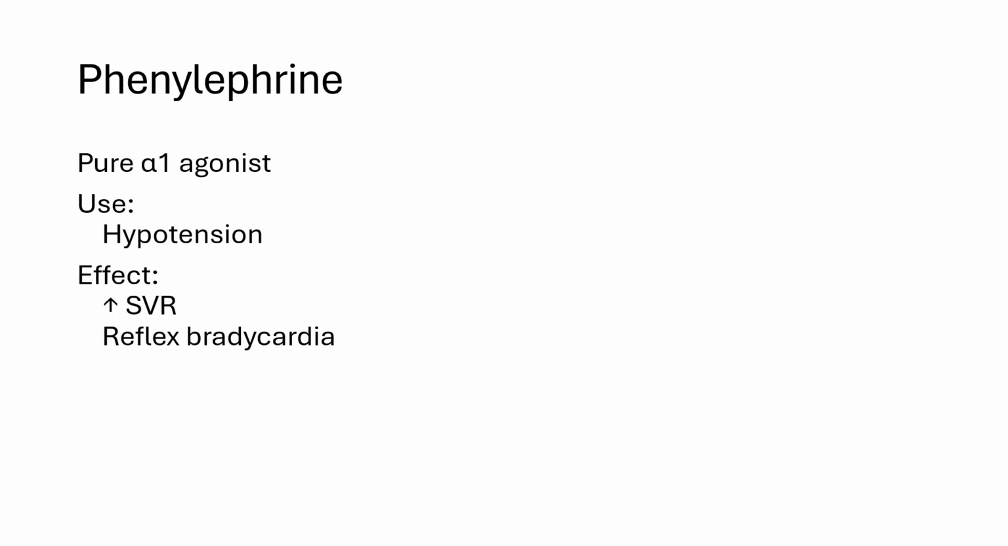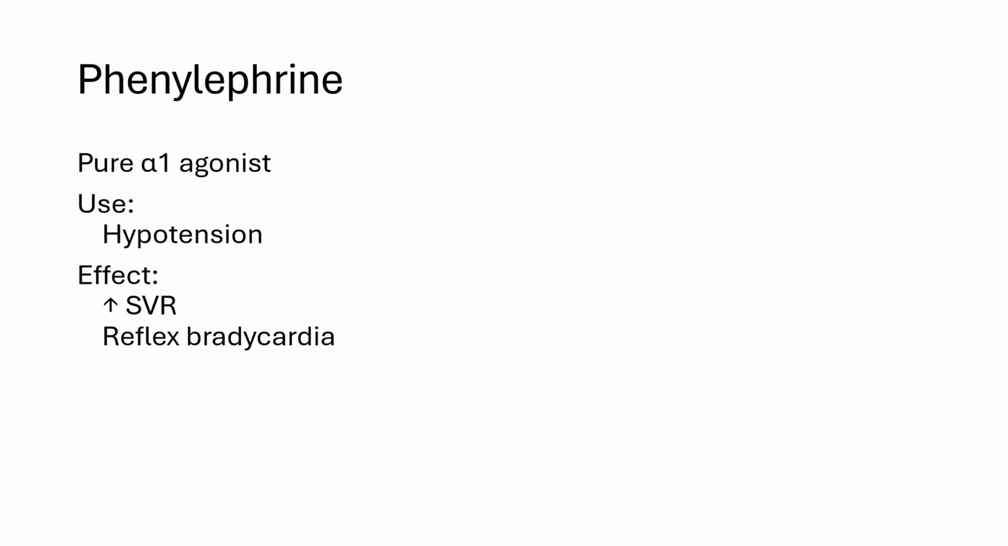So phenylephrine is a pure alpha-1 agonist. Because it selectively stimulates alpha-1 receptors on vascular smooth muscle, its primary effect is vasoconstriction. This increases systemic vascular resistance and raises blood pressure. Unlike agents with beta activity, phenylephrine does not directly increase heart rate or contractility. Because it increases systemic vascular resistance and blood pressure, the baroreceptor reflex may trigger reflex bradycardia. So you can actually see a decrease in heart rate in response to an increase in blood pressure.